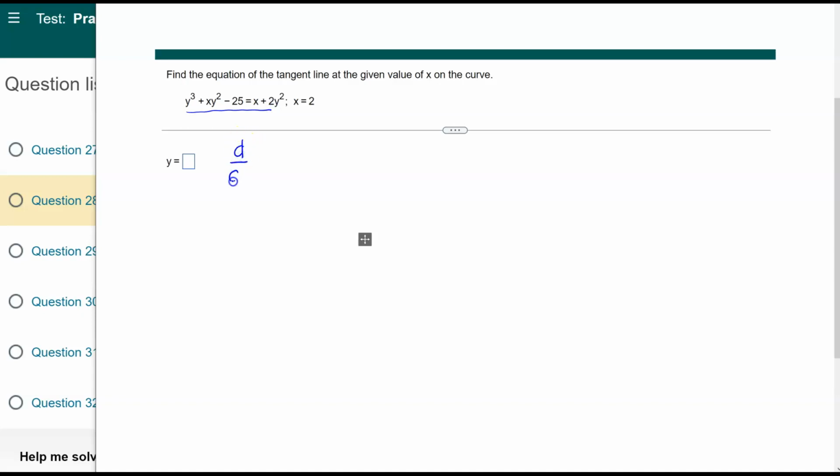So first, we differentiate both sides of the equation here with respect to x. So we have dx of y cubed plus xy squared minus 25 is equal to dx of x plus 2y squared. Now, all those with variable y, when you differentiate it, will have a dy dx in the end. So therefore, derivative of y cubed is 3y squared dy dx.